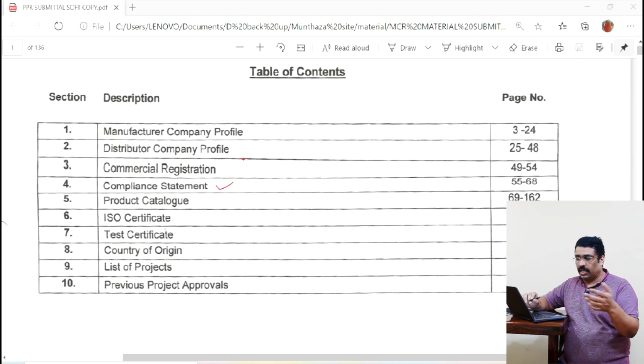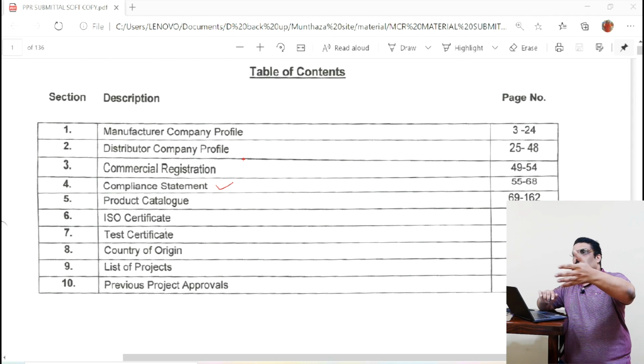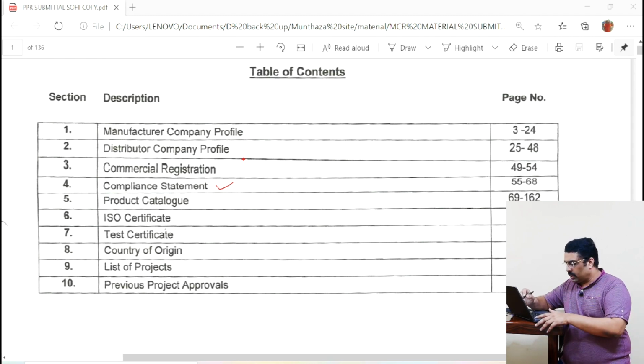Product catalog. For the selected product, for example, this manufacturer has thousands of products. Maybe the pipe you are selecting, maybe he has a manhole, maybe another drainage pipe and something like that. The specific catalog of the product we need to attach.